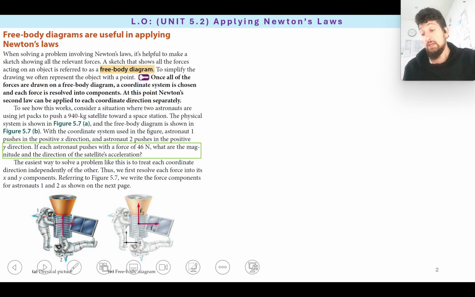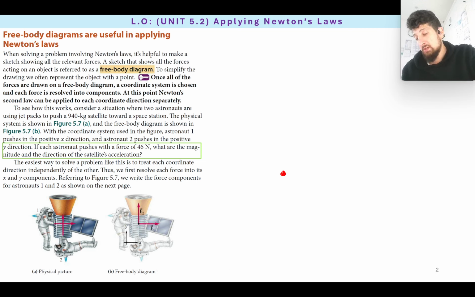That's all it is. So let's say, for example, over here, we've got a satellite in outer space. And this satellite is being pushed by two different astronauts. One is pushing up while the other one is pushing to the right, as can be seen. Now, the free body diagram doesn't include the actual image of the astronauts. It just has the object with forces acting on it. And it's a very important skill to have because it helps you visualize what's going on.